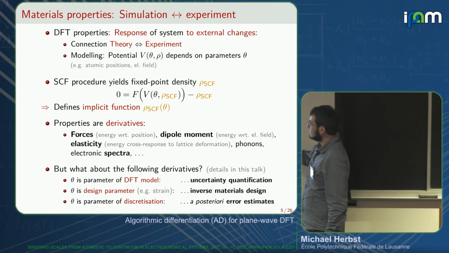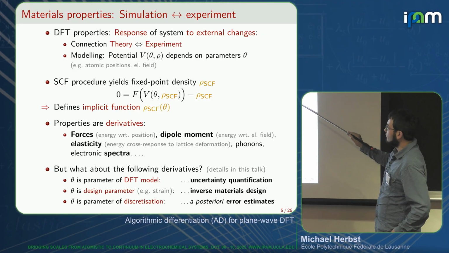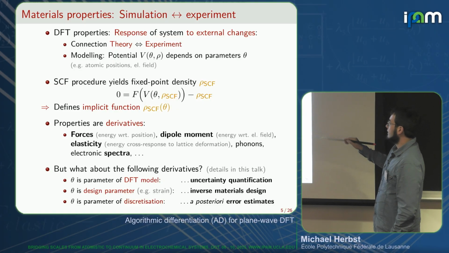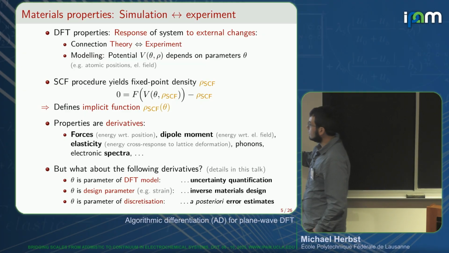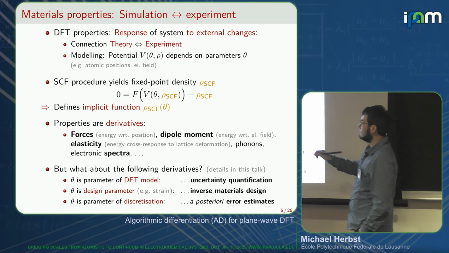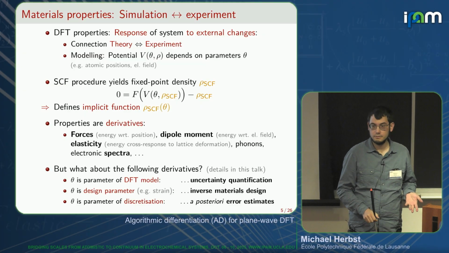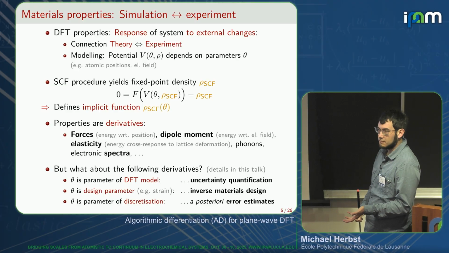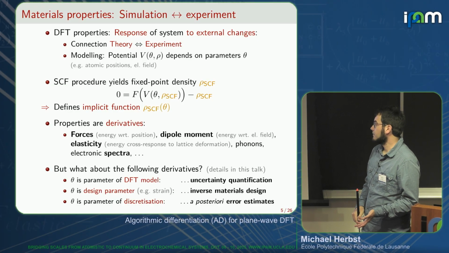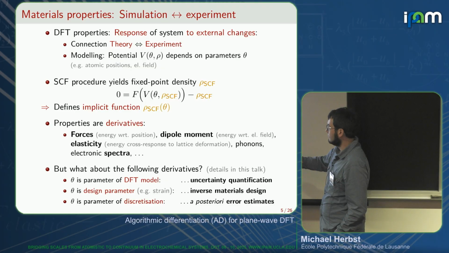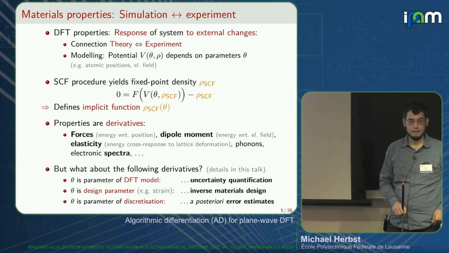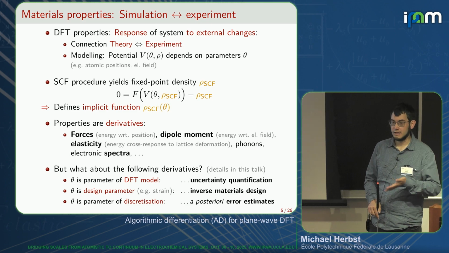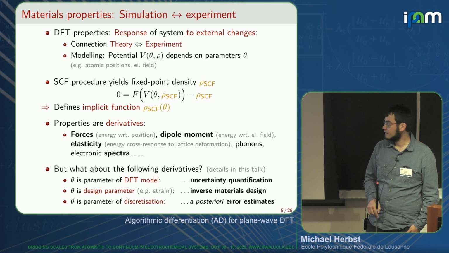And so therefore, if you look at the self-consistent field problem, the self-consistent density that we obtain is actually an implicit function of all of these parameters. Now, mathematically, the properties that we compute are just derivatives with respect to these parameters. So for example, the force could be the derivative of the energy, which is computed from this density, with respect to atomic positions, which are contained in these parameters theta, right?